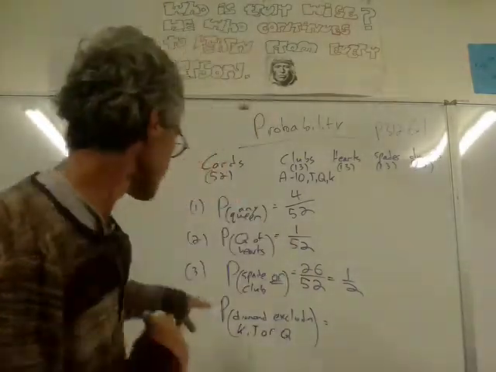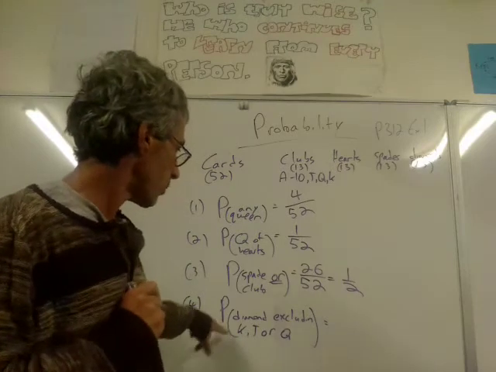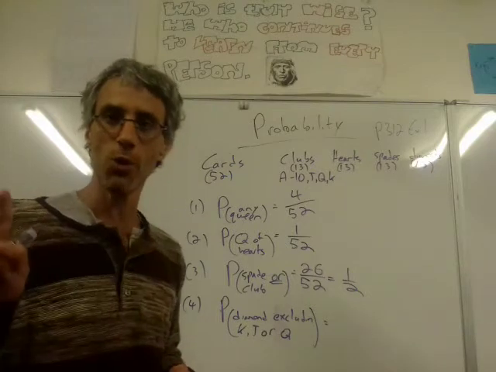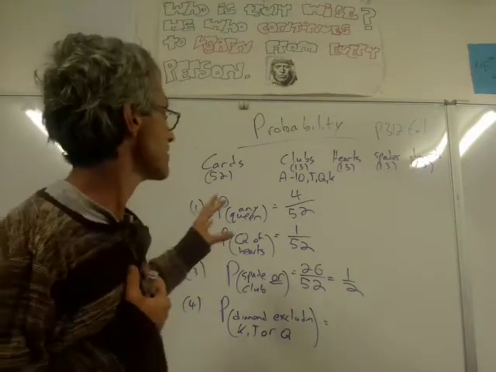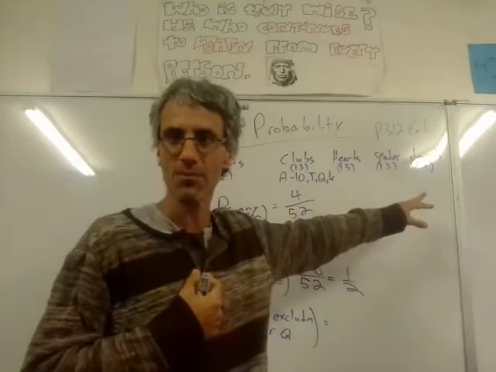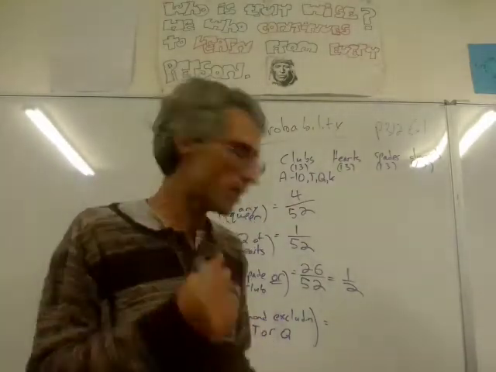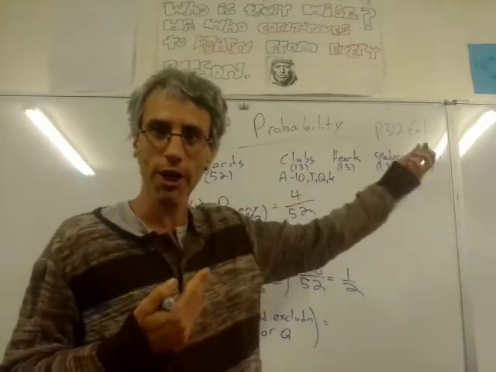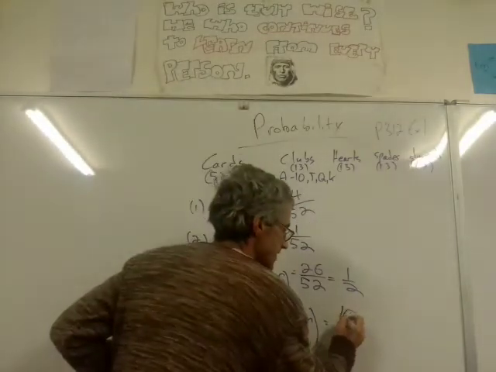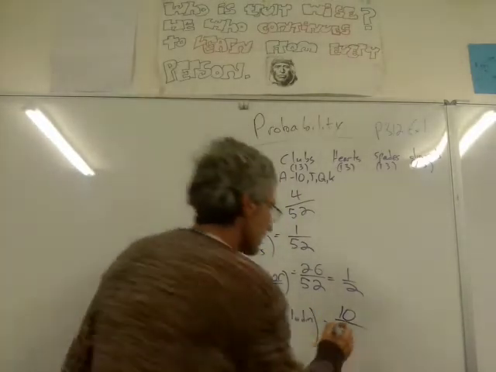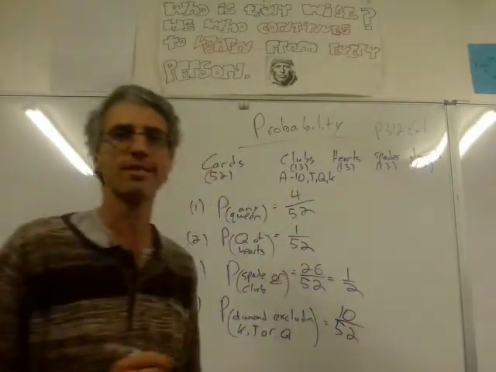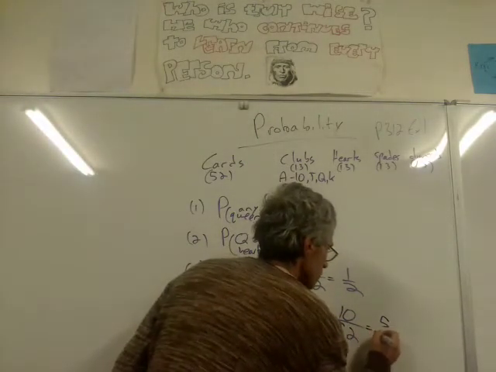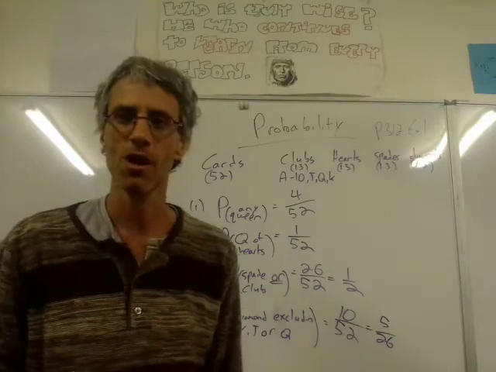And the last one, guys, that's a bit trickier. Probability of picking up a diamond card, but excluding king, jack, or queen. So let's think about it. How many diamond cards have we got? We've got 13. But now we're excluding, meaning we don't want jack, king, or queen. So we're not looking to pick from 13 cards. We're only looking at 10 cards. And we divide that 10 by 52. The probability is 10 over 52. We can simplify it, 5 out of 26. And that's the answer.